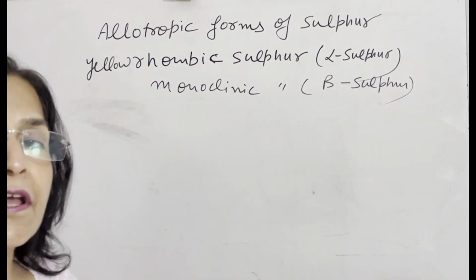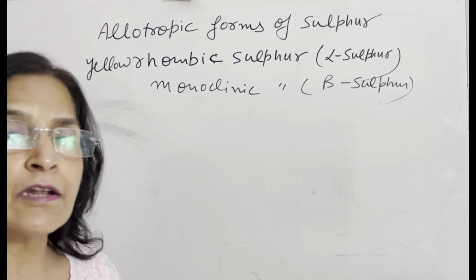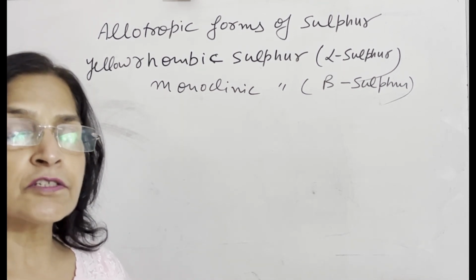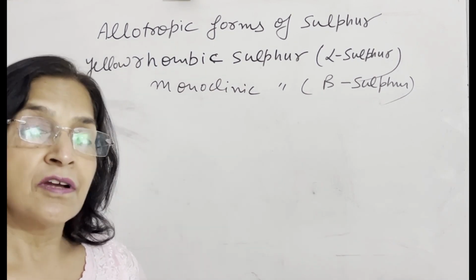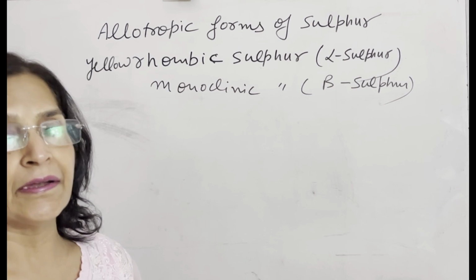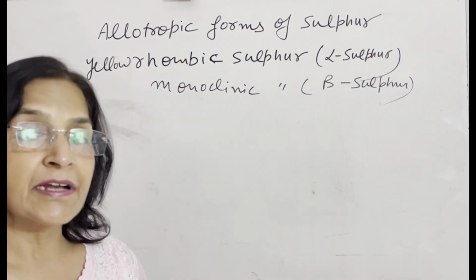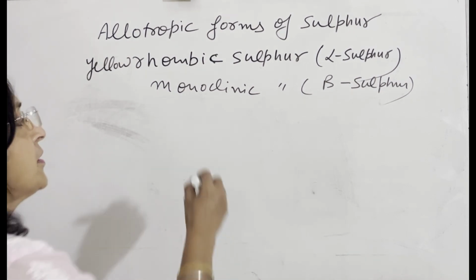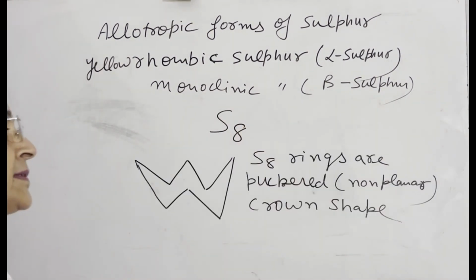Monoclinic sulfur is prepared from rhombic sulfur. Rhombic sulfur is melted and it is allowed to cool slowly. The crust forms. On removing the crust, colorless needle-shaped crystals of beta sulfur are obtained. It is colorless solid, soluble in carbon disulfide, insoluble in water. Both rhombic and monoclinic sulfur have S8 molecules. These rings are puckered, non-planar, and have crown shape.